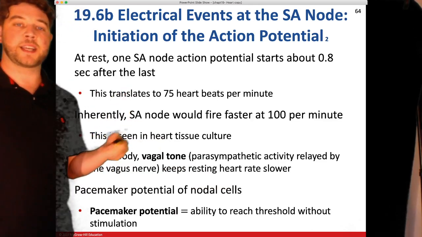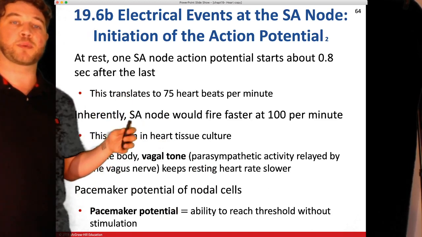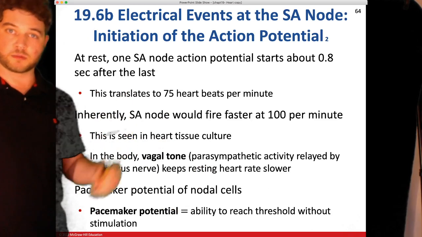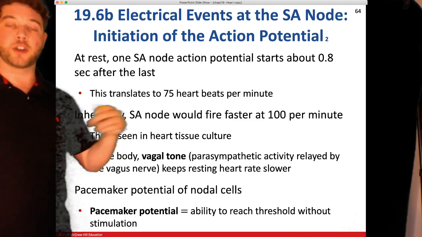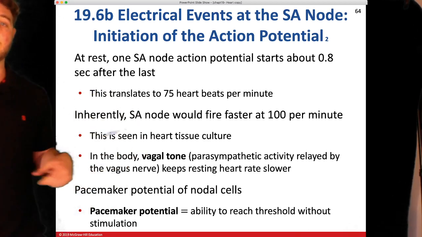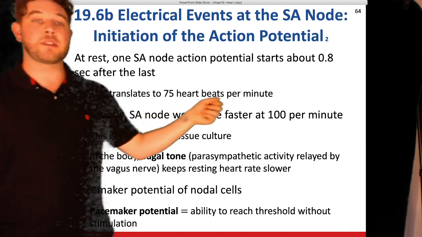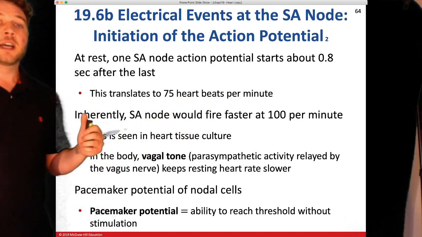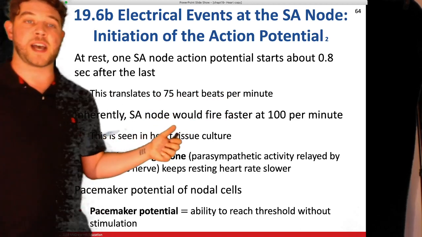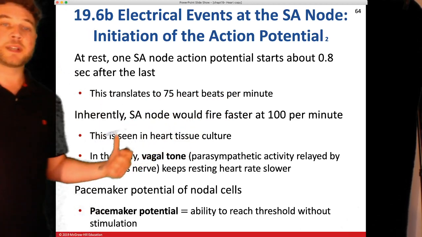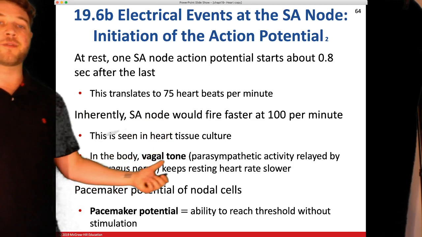At rest, one SA node action potential starts about 0.8 seconds after the last. So less than 1 second later, you have this depolarization process happening again and again, depolarizing and repolarizing in that time. That translates to about 75 heartbeats per minute. Inherently, the SA node would fire faster, at 100 per minute. So what's happening is what's called vagal tone.